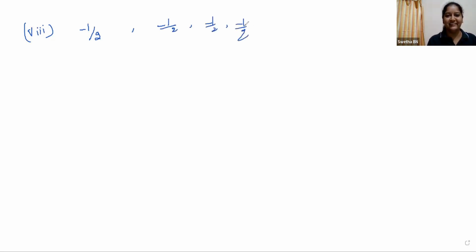Next question. Do the eighth problem. Minus 1 by 2, minus 1 by 2, minus 1 by 2. What is the common difference here? Ma'am, 0. Yes, 0. Very good. It forms an arithmetic progression.